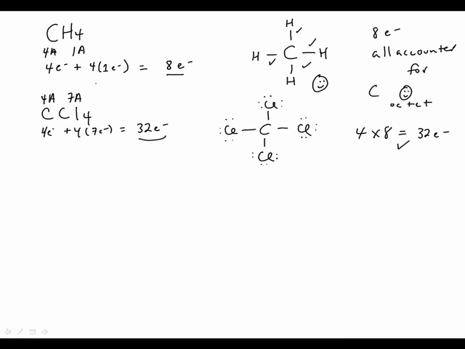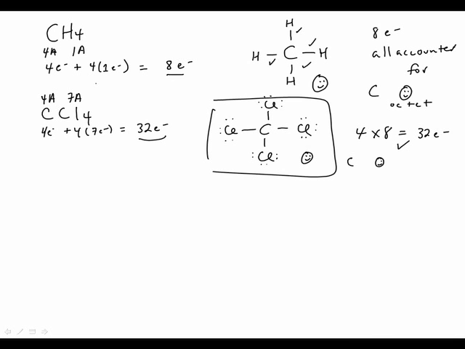So we've used all the electrons available. Let's see if everybody's happy. The chlorines have octets, yay! The carbon, he also has an octet, so he's happy. So we are done. Done and done.